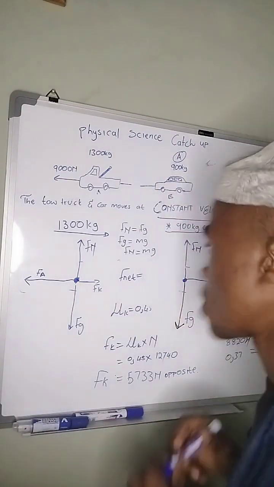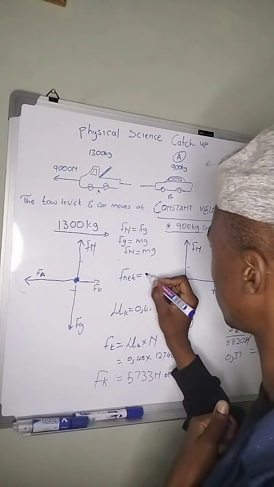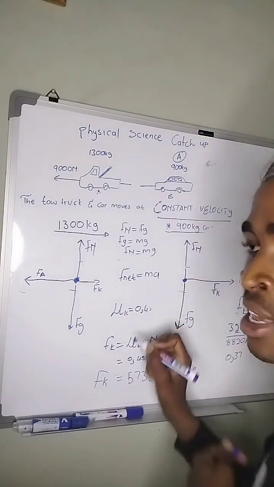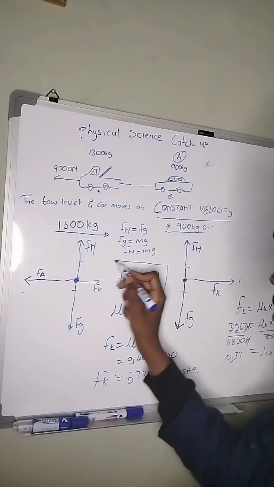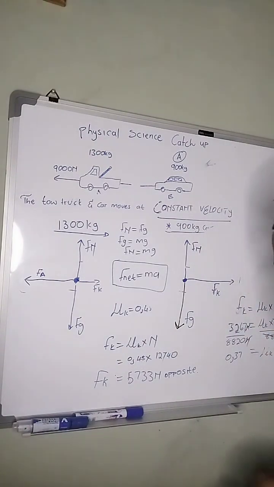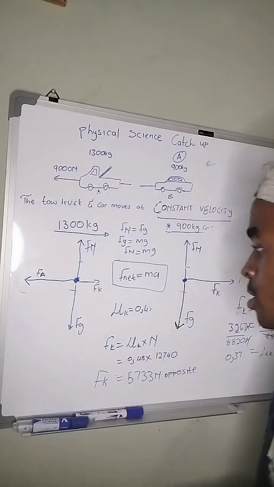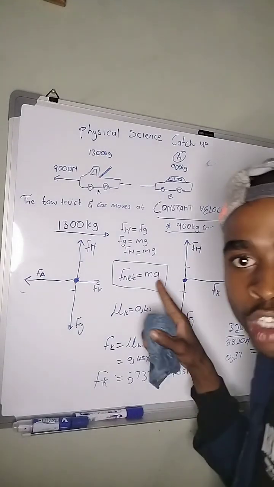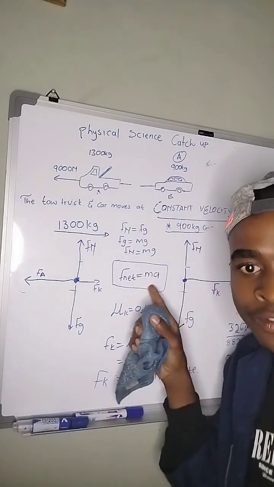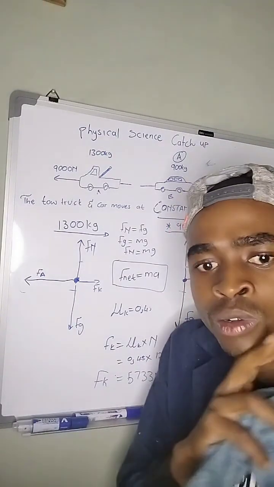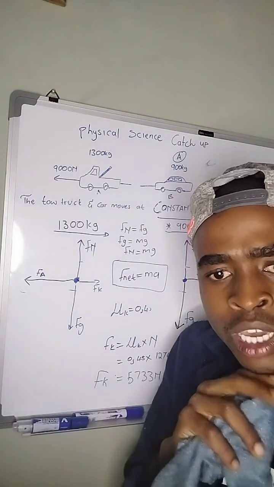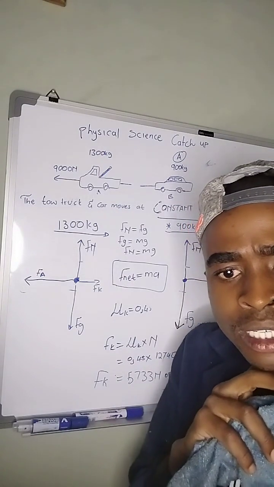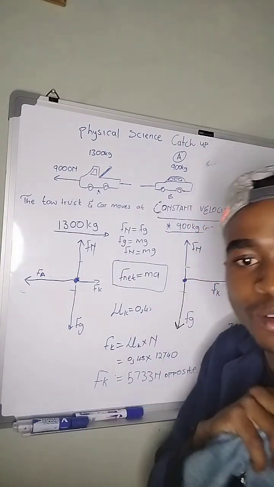So now we will have F net is going to be equal to ma. Now we are here. This is the formula of which law? Let's remind each other. This is the formula of which law?